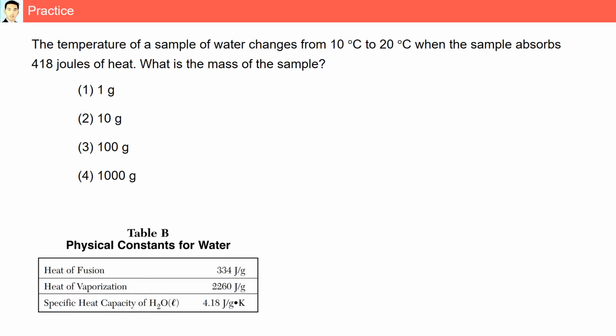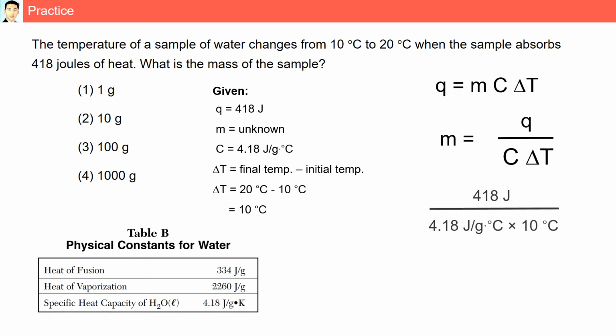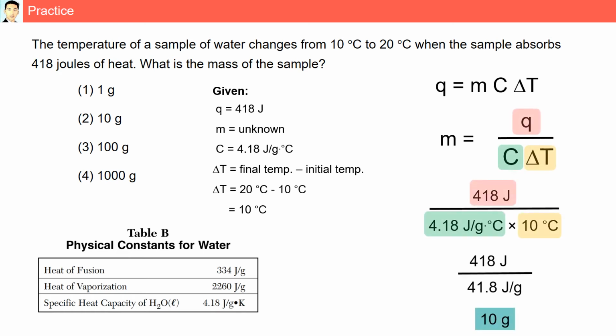Practice. The temperature of a sample of water changes from 10 degrees Celsius to 20 degrees Celsius when the sample absorbs 418 joules of heat. What is the mass of the sample? We have the given, Q is equal to 418 joules, mass is unknown, the specific heat capacity is obtained from reference table B, the temperature change is 10 degrees Celsius. Substituting into our formula, where mass is equal to the heat divided by the specific heat capacity times ΔT, our final answer is 10 grams.